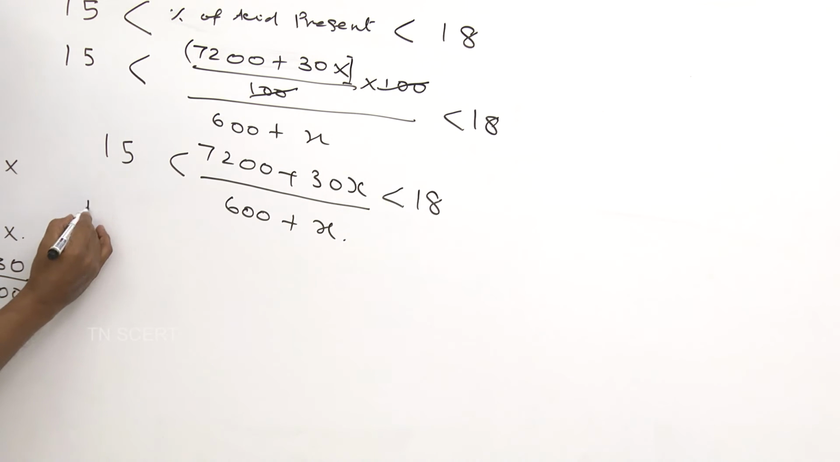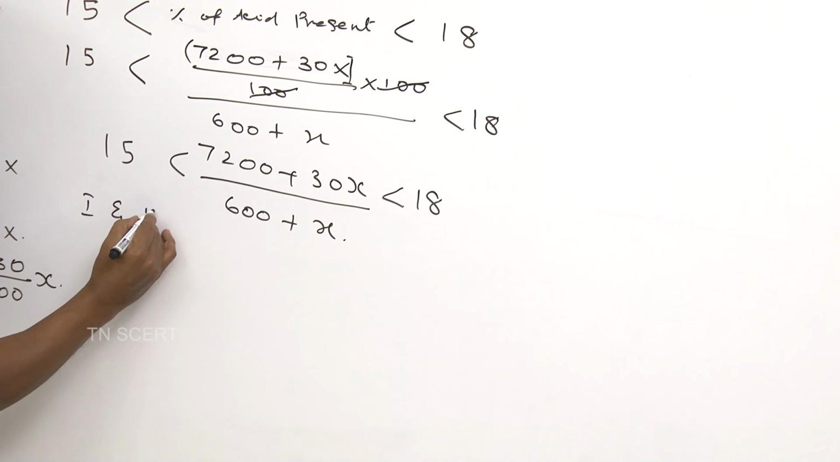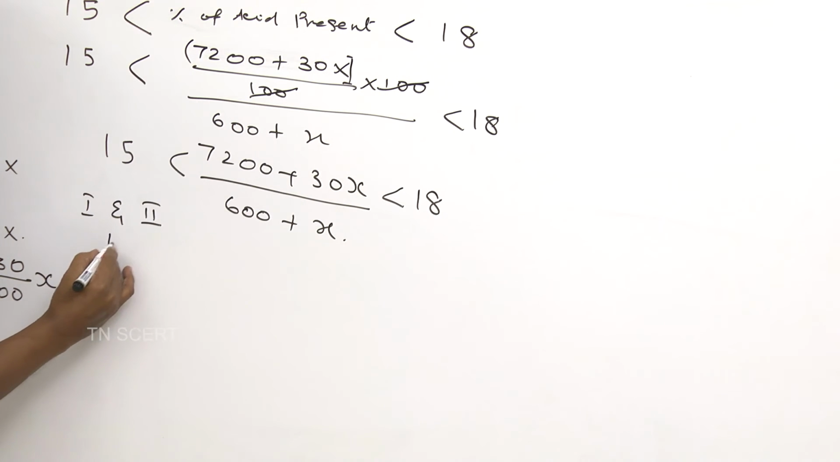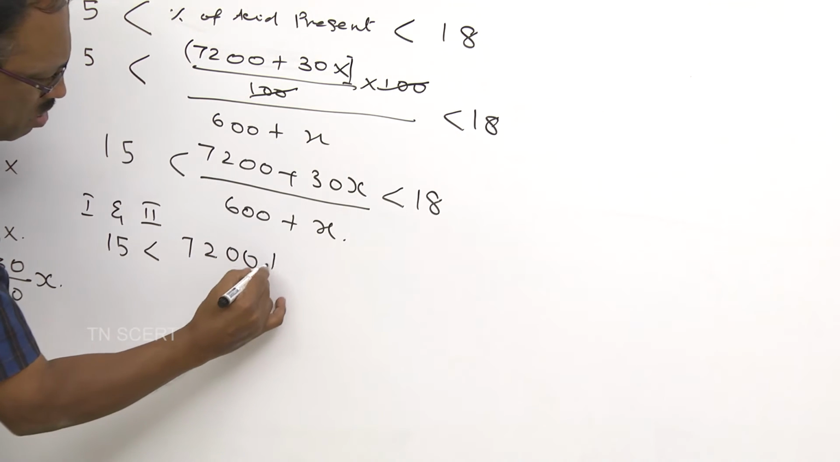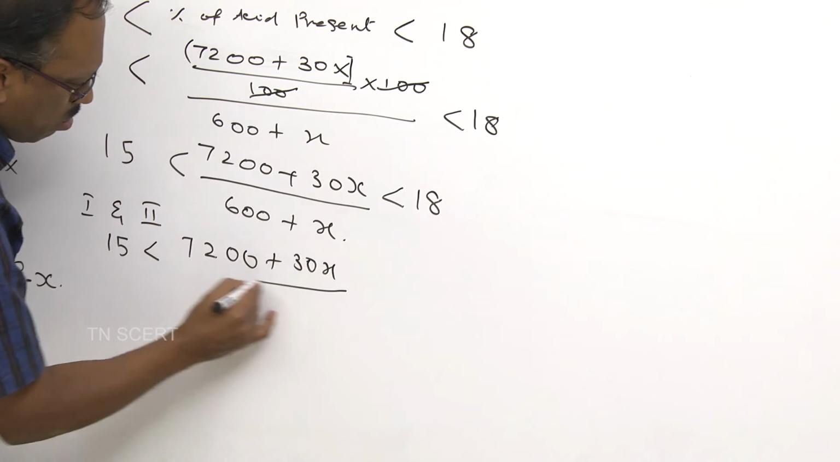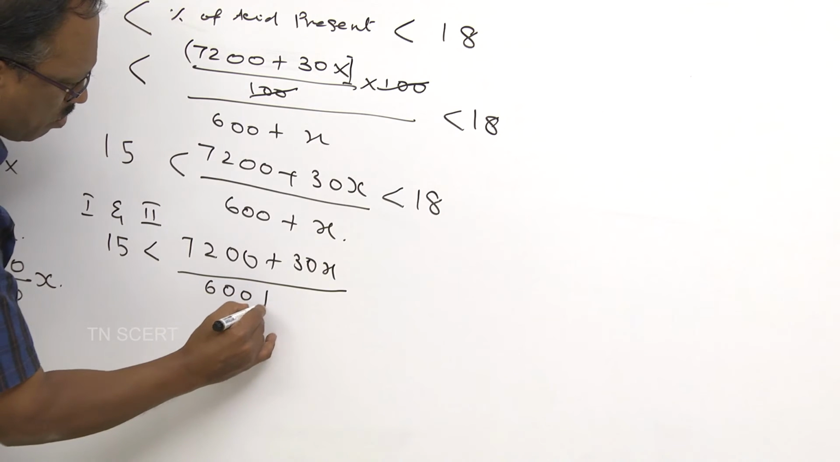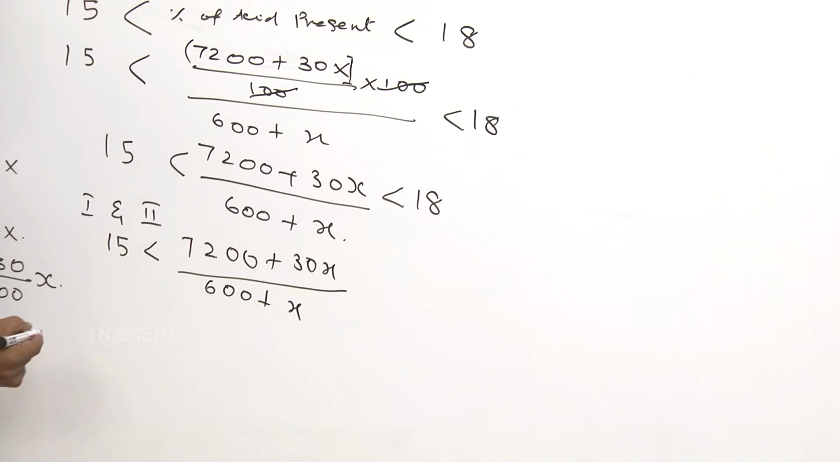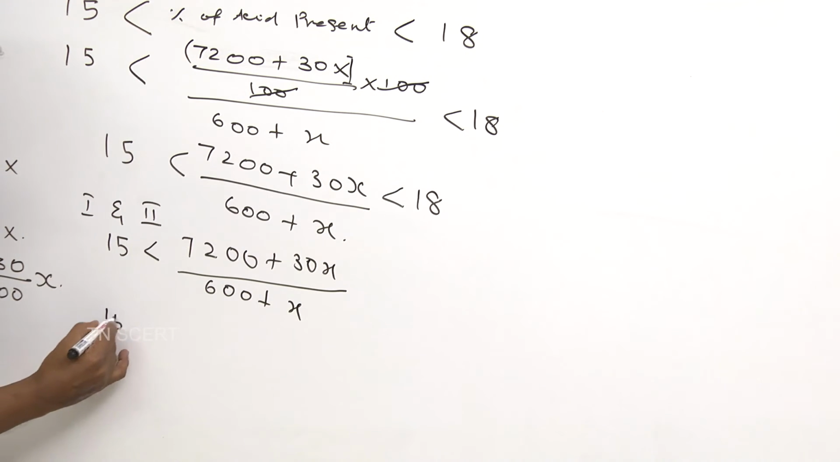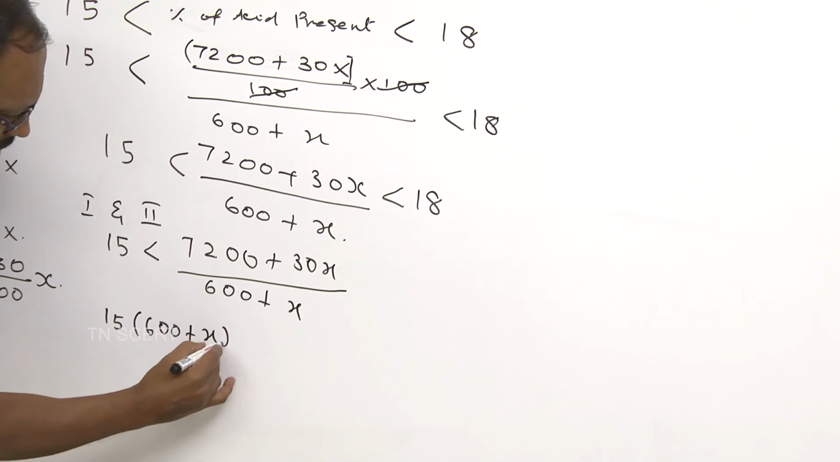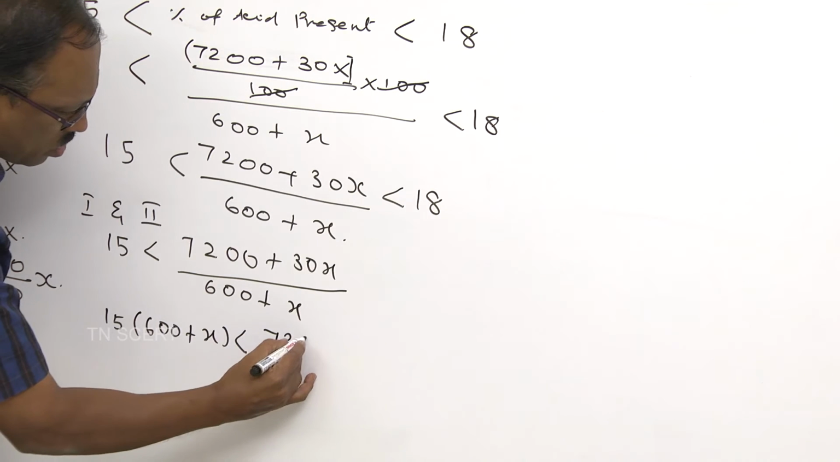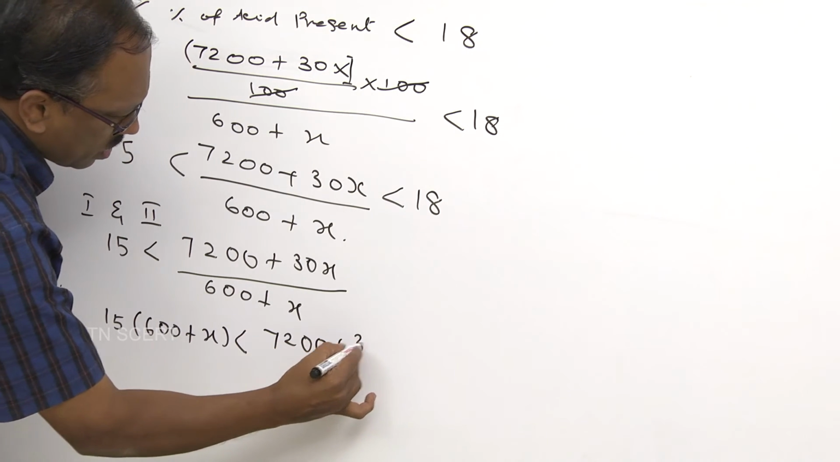Let me take the first and second one, so that 15 less than 7200 plus 30x by 600 plus x. By way of multiplying, 15 into 600 plus x is less than 7200 plus 30x.